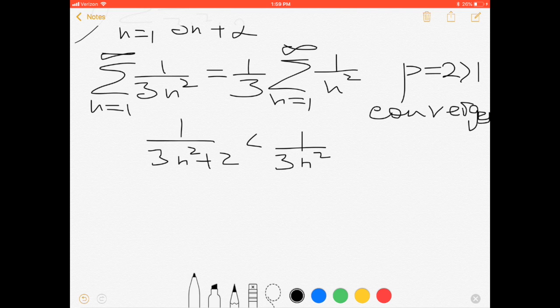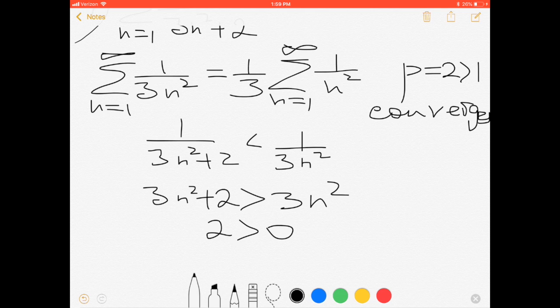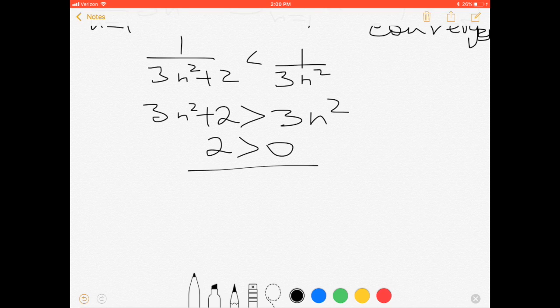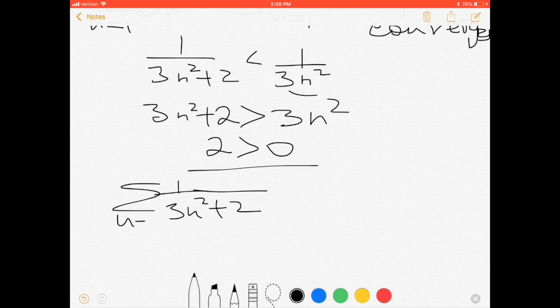Both fractions are positive. Both fractions have numerator 1. This means the fraction with the greater denominator is less. And 2 is greater than 0. True? True. This means we built the second series correctly. The greater series converges. This means the lower series converges too.